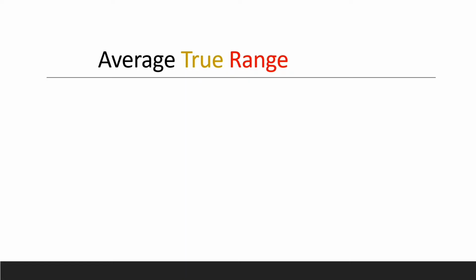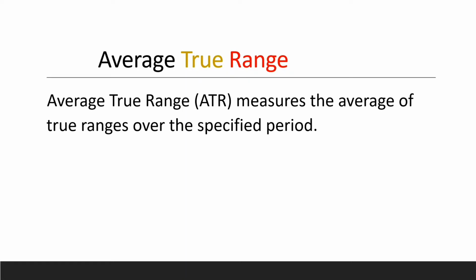So the average true range is an indicator that measures the average of true range over a specific period. This indicator measures volatility while taking into account the gaps in the price movement. The average true range indicator calculation is based on a 14-day period, which can be used in the intraday, the daily, the weekly, and the monthly.